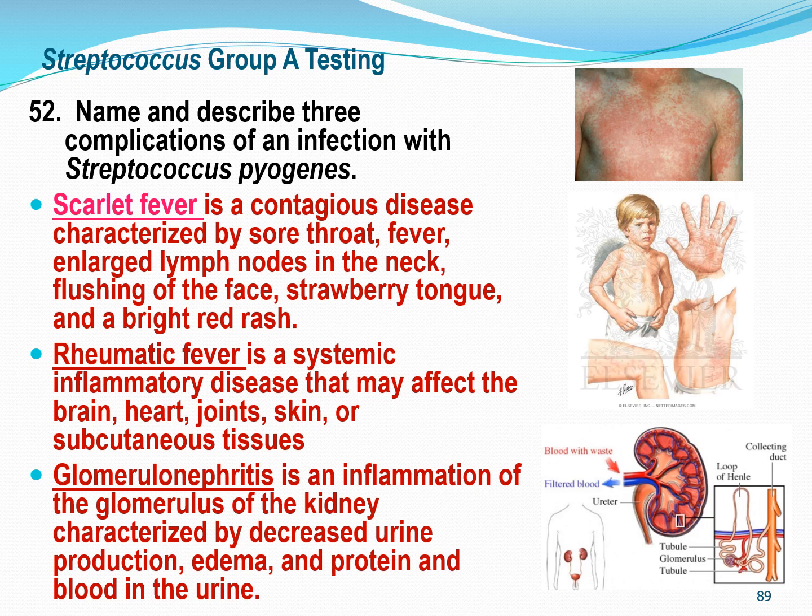Then we have rheumatic fever, which is an inflammatory disease that may affect the brain, heart, joints, skin, or subcutaneous tissues, okay? Then we have glomerulonephritis, which is an inflammation of the glomerulus of the kidney characterized by decreased urine production, edema, and protein and blood in the urine.